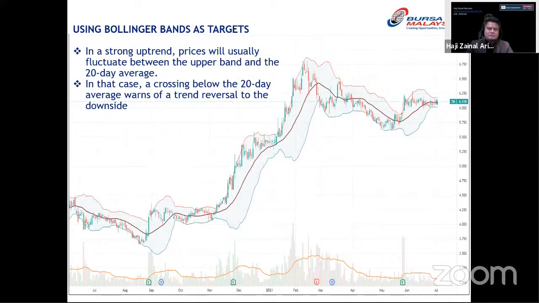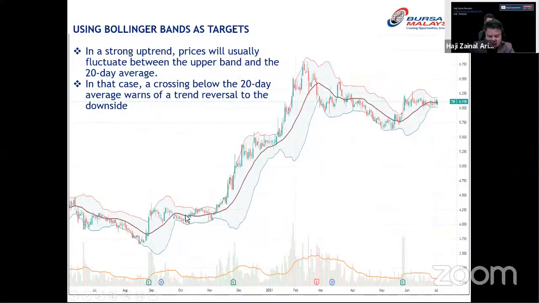In a strong uptrend, price usually will fluctuate between the upper band and the 20 days average. In that case, a crossing below the 20 days average warns of a trend reversal to the downside. For example, like this, when the price goes all the way up, and then you can see there's a crossing. This is what we call a signal that the trend is changing from bullish to bearish. This is when the price crosses the 20 days.